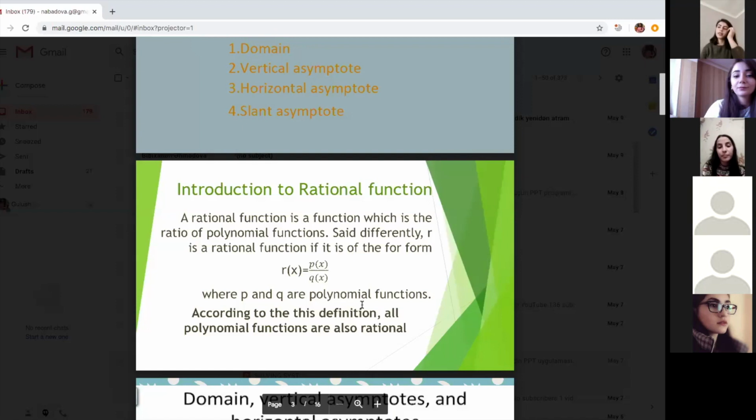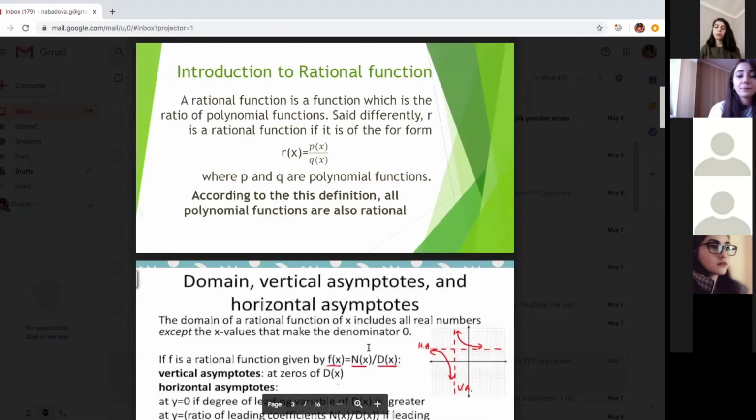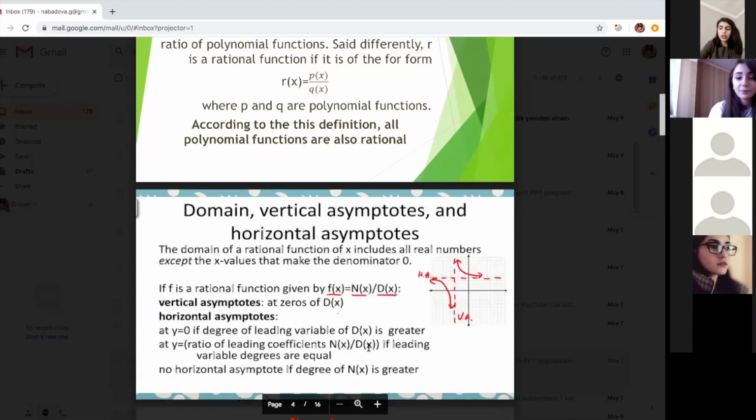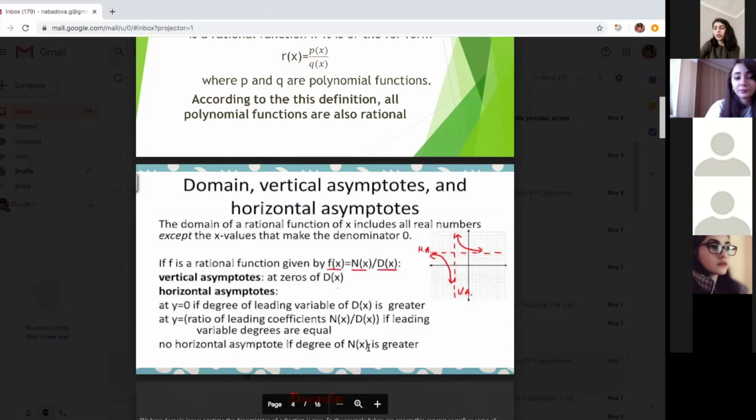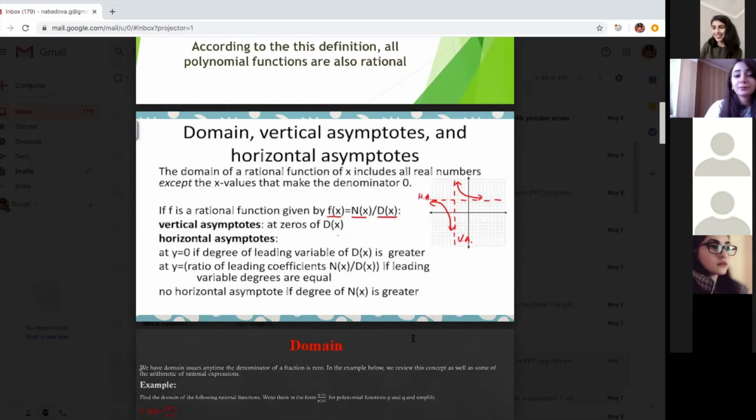A rational function is a function which is the ratio of polynomial functions. This form is R(x) equal to P(x) over Q(x), where P and Q are polynomial functions. According to this definition, all polynomial functions are also rational functions. Take Q(x) equal to 1. Domain, vertical asymptote and horizontal asymptote.